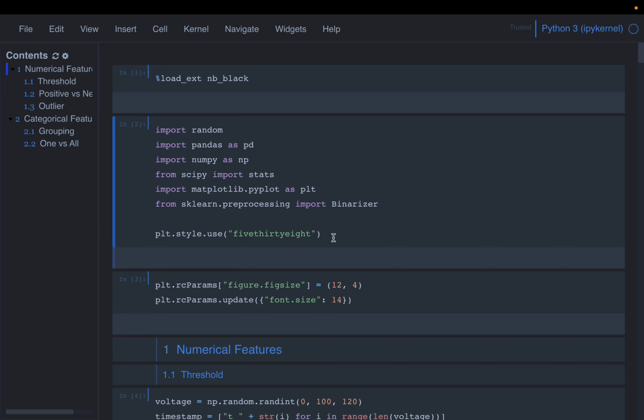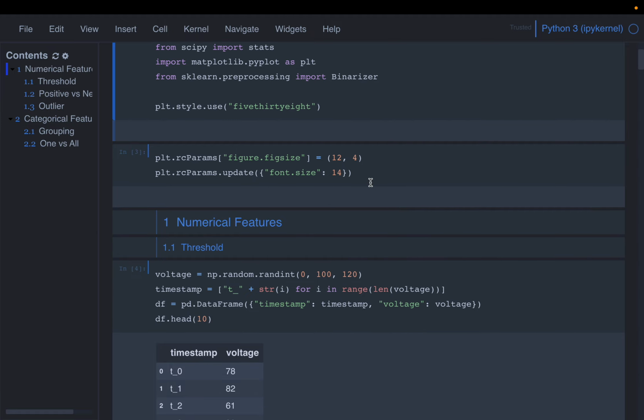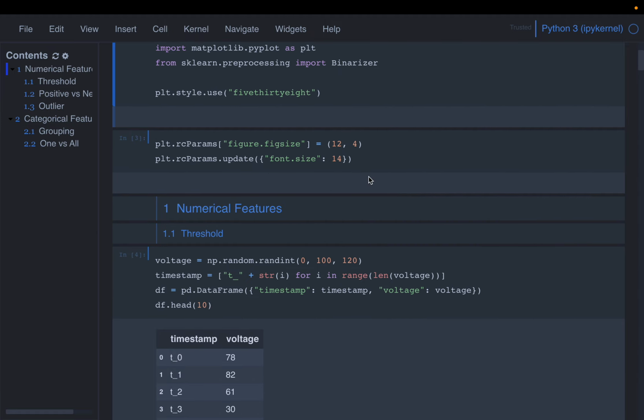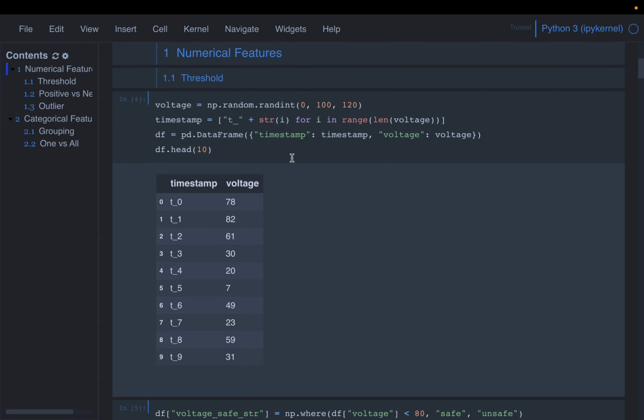Now this one just sets the style for plotting. Here we are setting some global variables for plotting. This one we are setting the figure size, the width and height. And then we are setting the font size for the font on the figures. Now let's get into the actual technique.